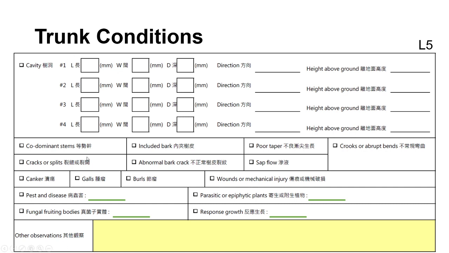So you just check the boxes, and then if you detect tree cavities, you fill in their length, width, diameter, and depth. So maximum 4 cavities. You put the most serious cavity as number 1, the next serious as number 2, then number 3, and number 4.